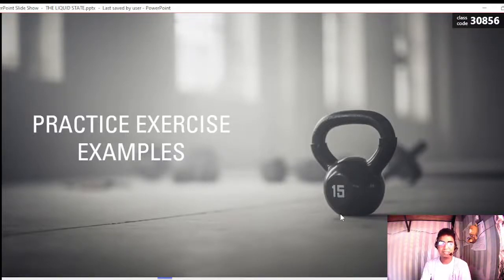Alright, good day. So for today we are going to solve the remaining problems regarding the molar heat of vaporization. But for now, let's start with the practice exercise examples.